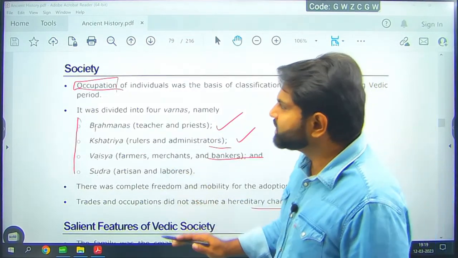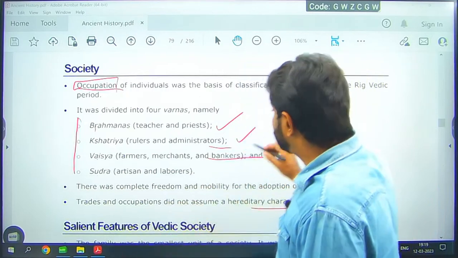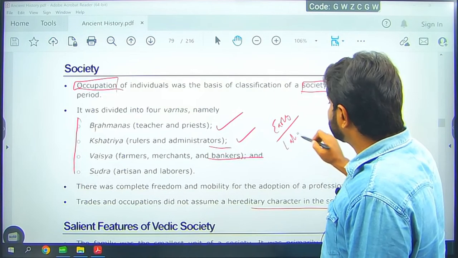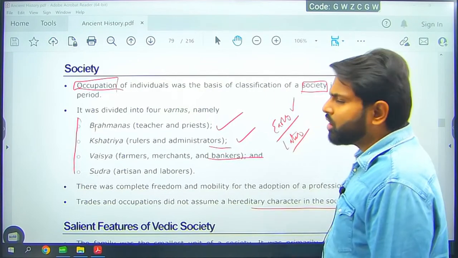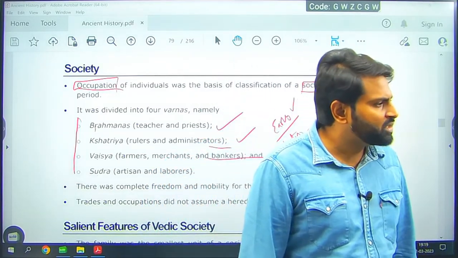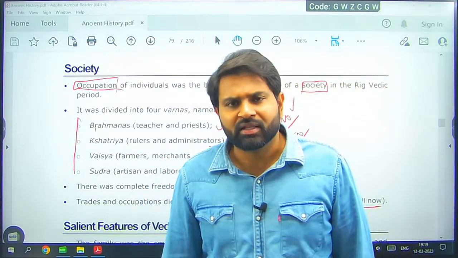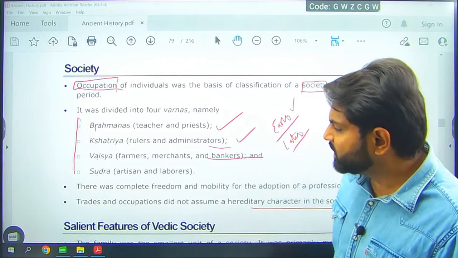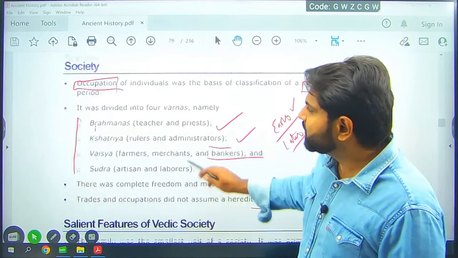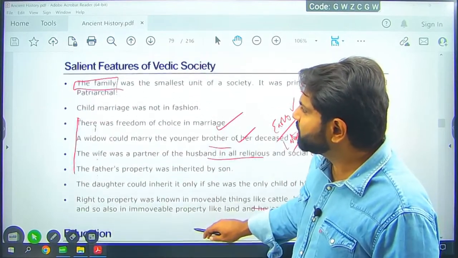So you can clearly understand, as I said, the Rig Vedic period we can divide into the early Vedic period and the later Vedic period. In the early Vedic period, although the society is divided on the basis of caste, there is mobility. But in the later Vedic period, caste mobility is not there. Caste became rigid, and caste was accorded based on the birth of that particular person.